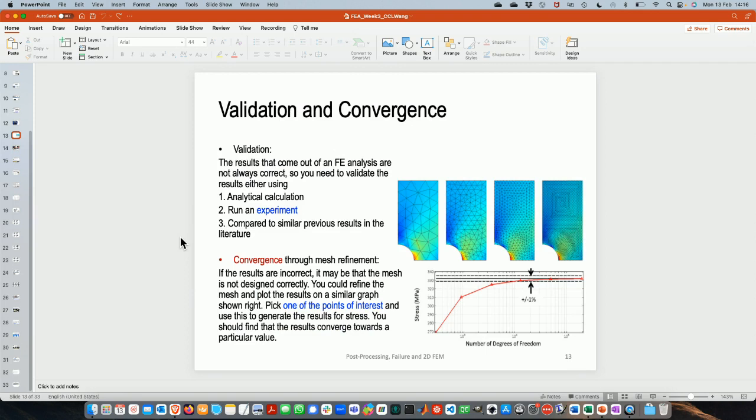And once this magic happens, you get a nice color plot. Now, as engineers, what are you doing? You're going to say if this color plot makes sense. Otherwise, it's basically a color plot. I can take crayons and draw and give you a color plot, right? It's as good as that.